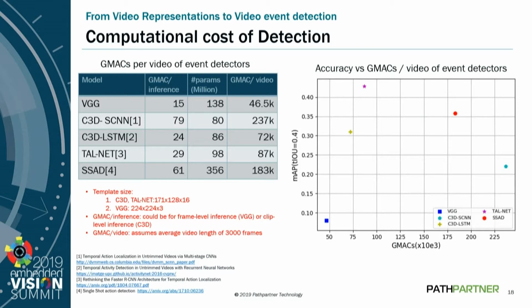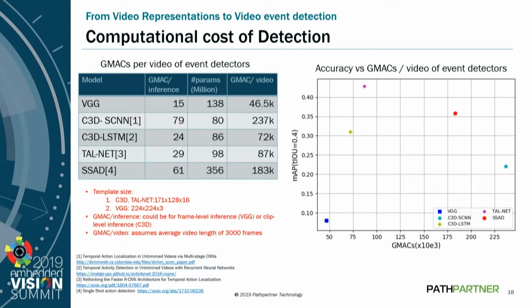So the total number of max that I need to process the entire video is basically the gigamax per inference times the number of frames. In this scenario, you can see that something like SCNN, the segment CNN, which is the second row, I'm sorry, consumes something like 237K gigamax for a video of 3,000 frames, right? Which is quite a lot.